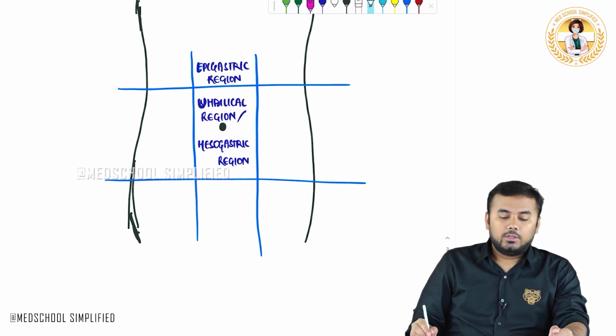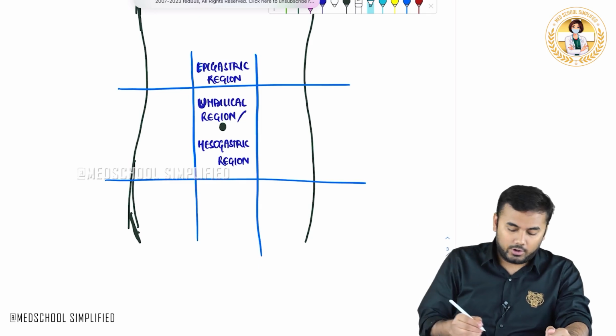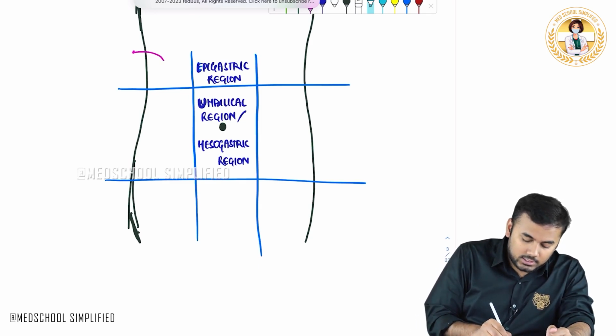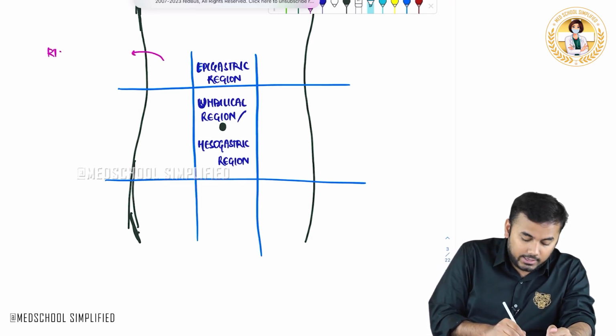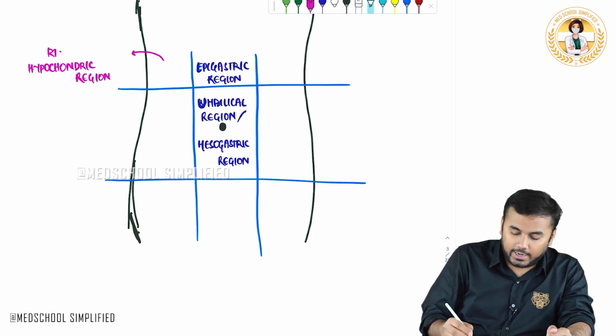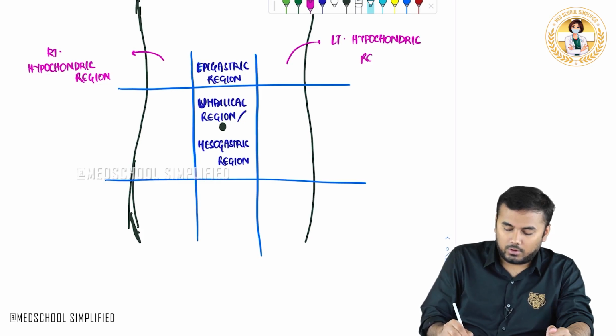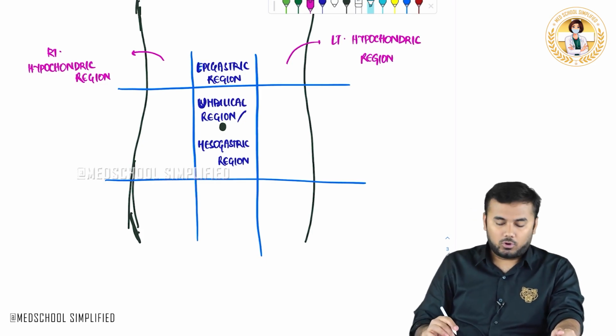Now after that, you have another region here. This is called the right hypochondric region. So when I say right hypochondric region, this one is called the left hypochondric region. So we have the right hypochondric region and the left hypochondric region.